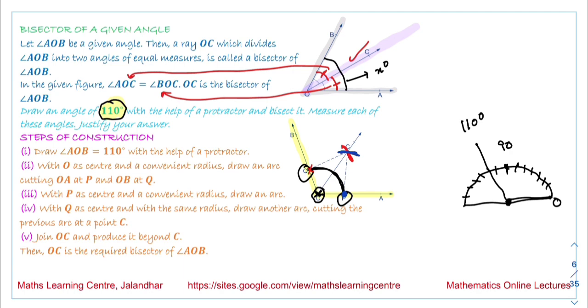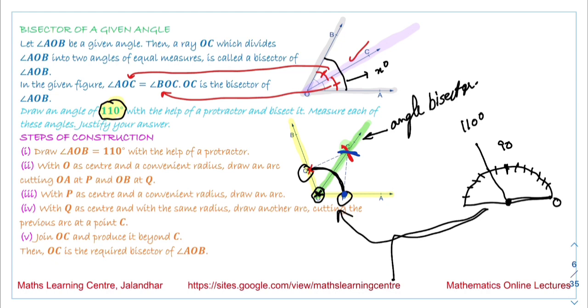Then we are joining these two points, O and C. This point we have named C, and we are joining O and C, and we are saying that this line is the angle bisector. To measure this angle, we will keep the protractor over here, and when we measure this angle, it will be something like this. The measure of this angle you will get is 55 degrees. So with the help of a protractor you can measure this angle, and it is 55 degrees.